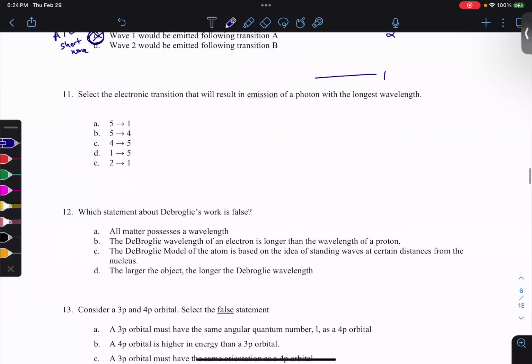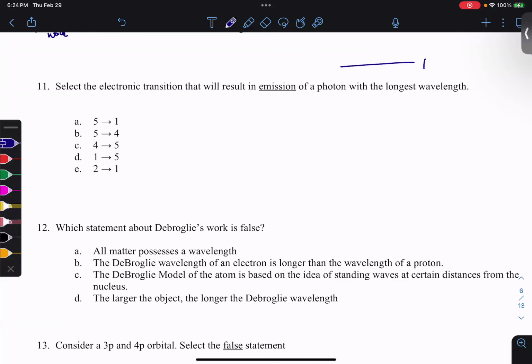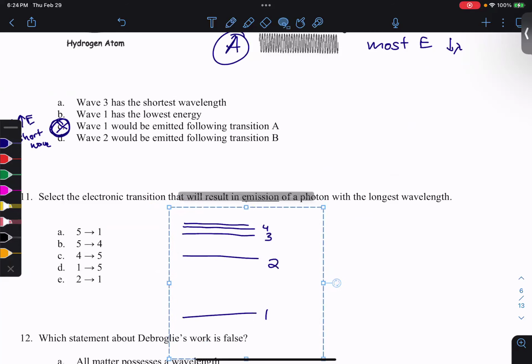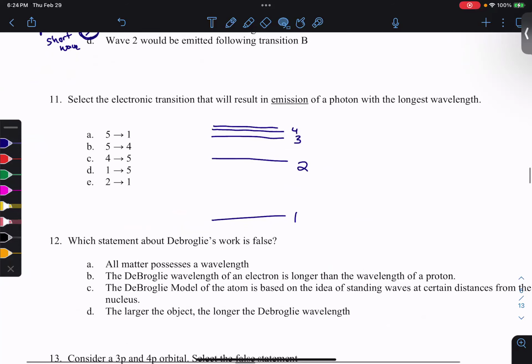All right, here's another way I can ask it. Select the electronic transition that results in the emission of a photon with the longest wavelength. I love these because there's a billion ways I can ask them. So the first thing is start with an appropriately spaced electron diagram. If you make them all evenly spaced, you cannot answer this question. It has to be appropriately spaced. So I just need one more between 4 and 5.